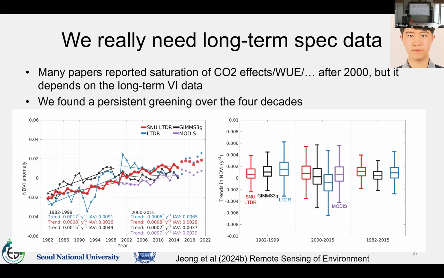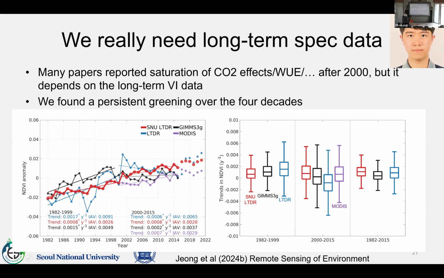And that is a recent paper in my group. What we found here is that the red color is our updated data set with the corrections across AVHRR sensor calibrations, and also the orbital changes and modest AVHRR normalization. So our data shows fairly persistent greening at the global scale. But in the past, the other data set showed a very rapid increase before 2000, and after 2000, it is saturated.